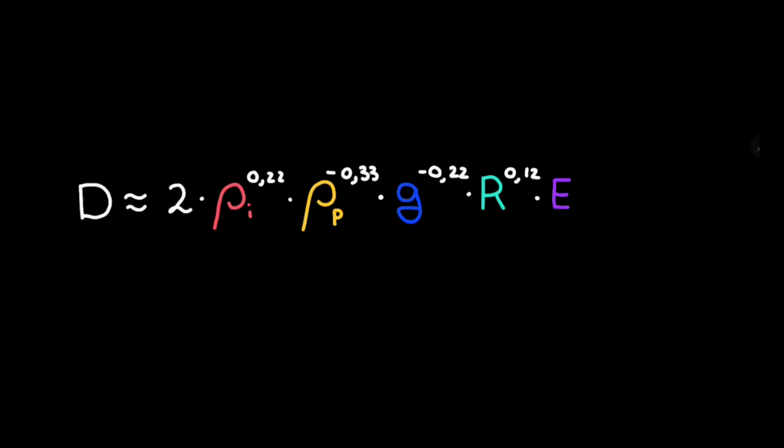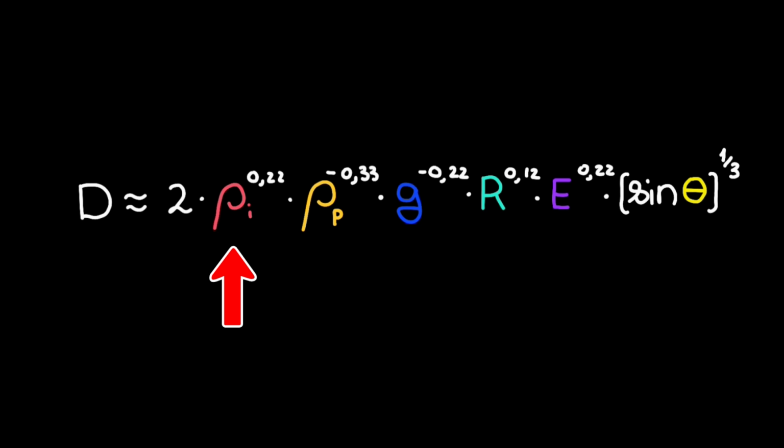Note that this equation was derived empirically, meaning that people did experiments and came up with an equation that predicts the diameter of any crater well enough. The other variables in the equation are the density of the asteroid or meteor, the density of the excavated material, the surface gravity of the target celestial body, the radius of the asteroid, its kinetic energy, and the angle at which it hits the surface.